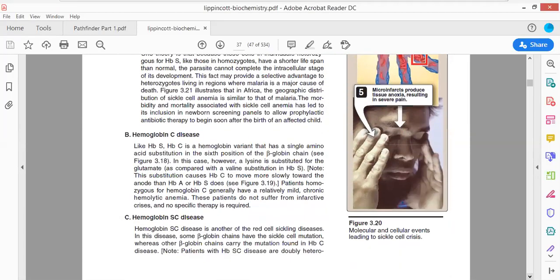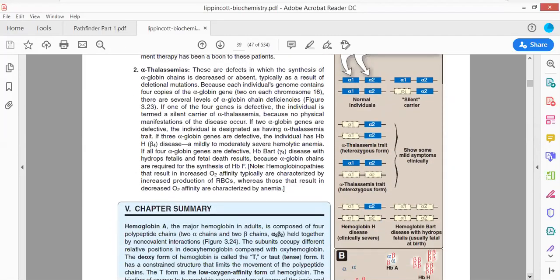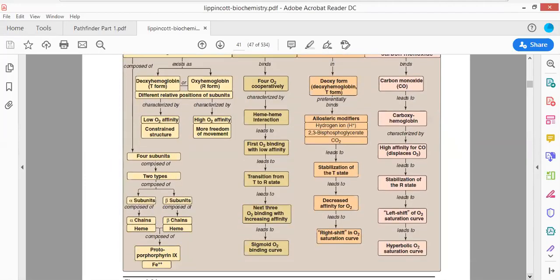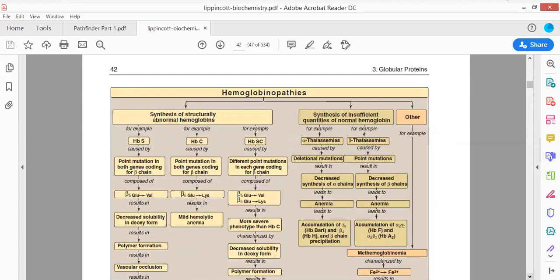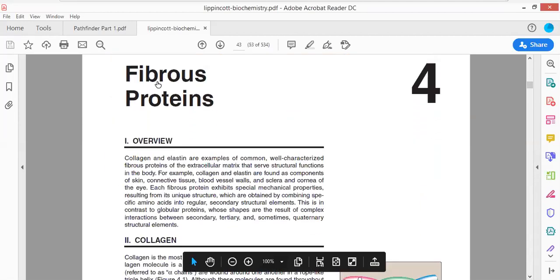Okay. Now see this, just a minute, I'm moving to that particular page. It's moving very slowly. Just a minute.